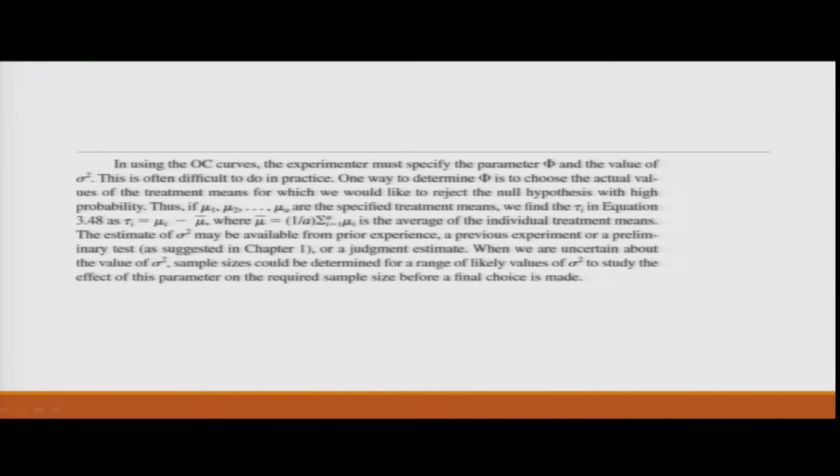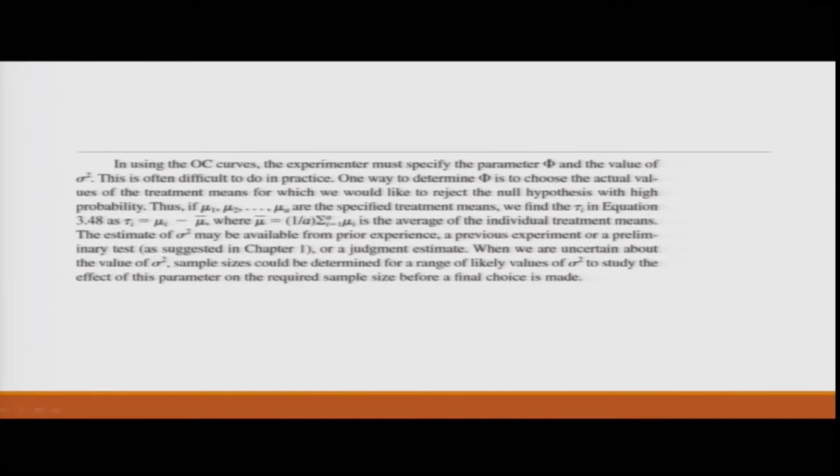So, in using the OC curve, the experimenter must specify the parameter capital phi and the value of sigma square, which is given by the experimenter, depending on the data being utilized. This is often difficult to do in practice. One way to determine capital phi is to choose the actual values of the treatment means for which you would like to reject the null hypothesis with high probability. Thus, if mu 1, mu 2 and so on till mu a are the specified treatment means, we find the tau i's as per equation 3.48.